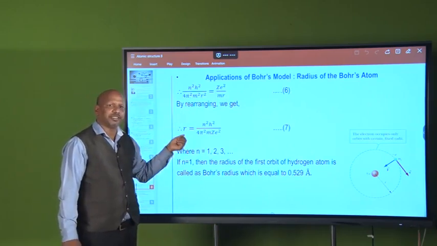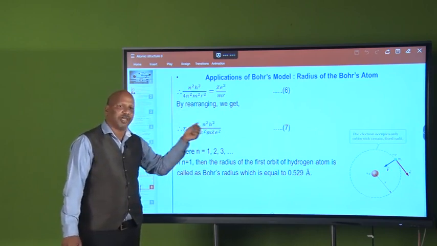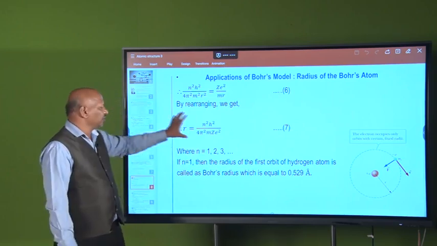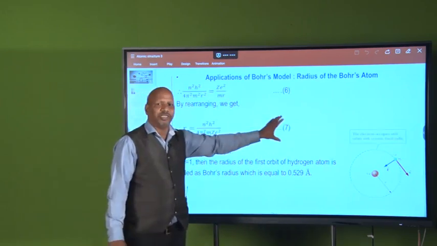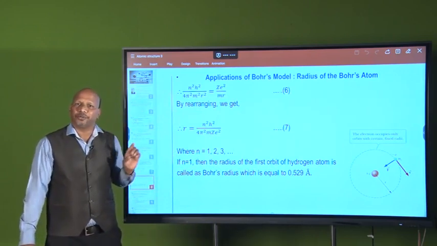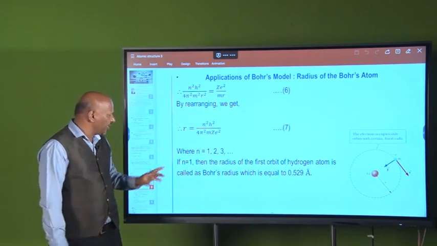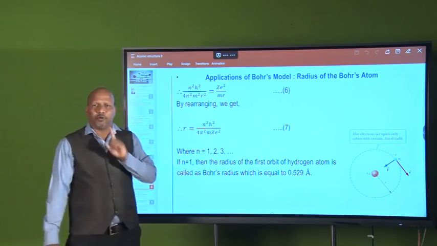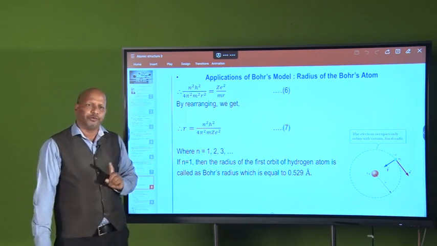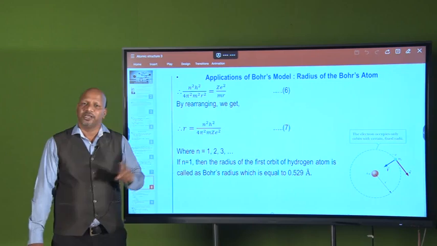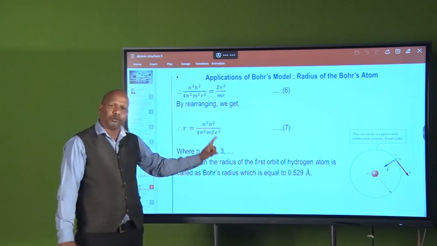Now that equation becomes n square h square upon 4 pi square m Z e square. So this is the equation we derived to determine the radius of that particular orbit, where n is equal to 1, 2, 3 and so on. If you want the radius of the first orbit, you have to take n is equal to 1. If you want the radius of the second orbit, you have to take n is equal to 2.